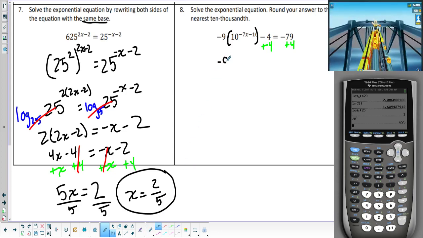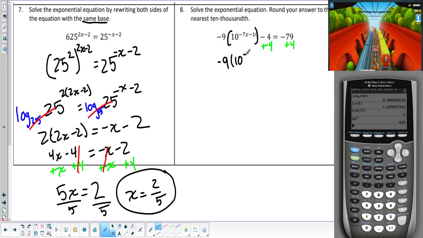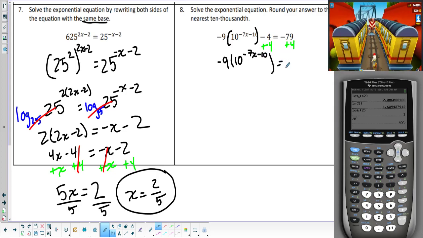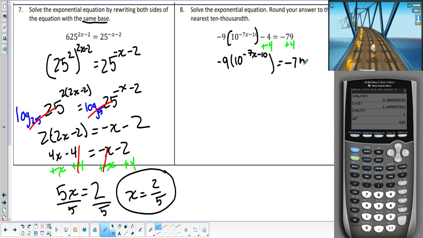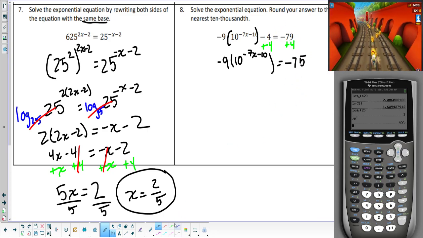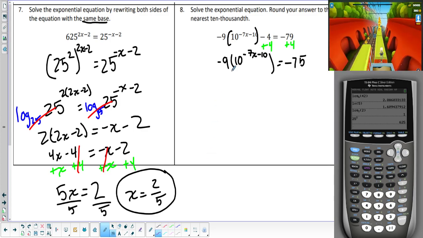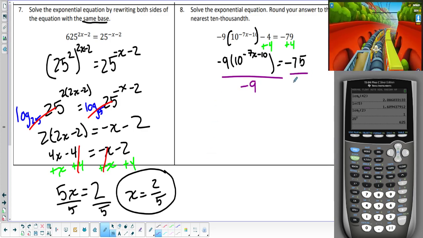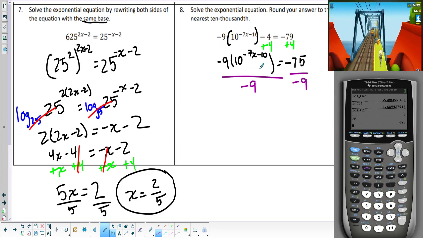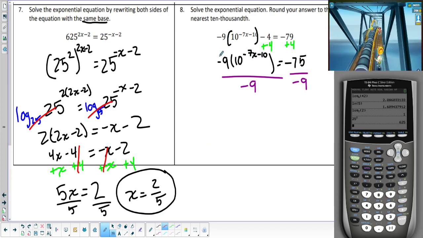I get negative 9 times 10 to the power of negative 7x minus 10 equals negative 75, right? 4 more than negative 79. And then I'm going to divide by negative 9, because this negative 9 out front is multiplying the thing I want to isolate. So when I divide, they cancel.